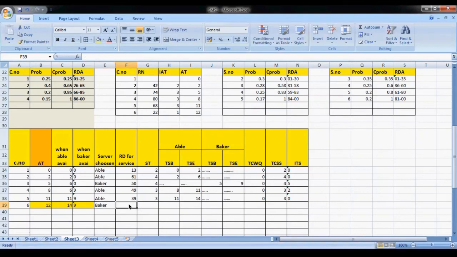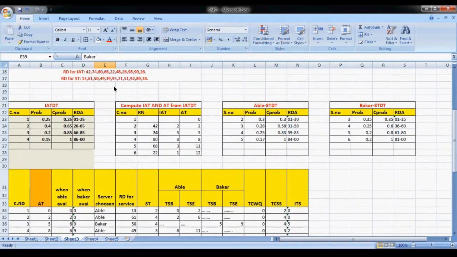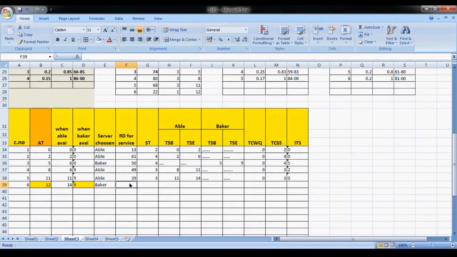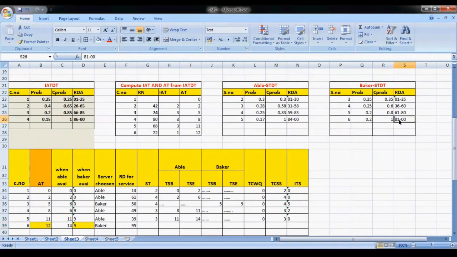Server is chosen as Baker. Take the next random number. The next random number is 95. So write down 95. Take 95 and go to the Baker distribution table. Within this range the 95 will fall, and its value is 6. So I will write 6.